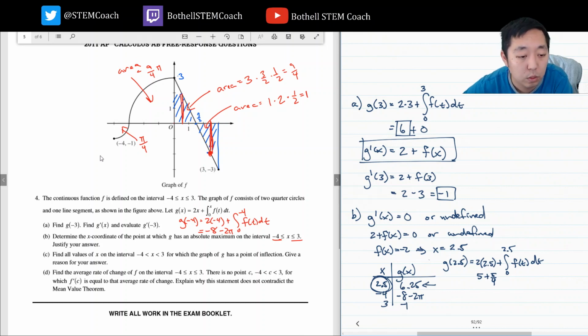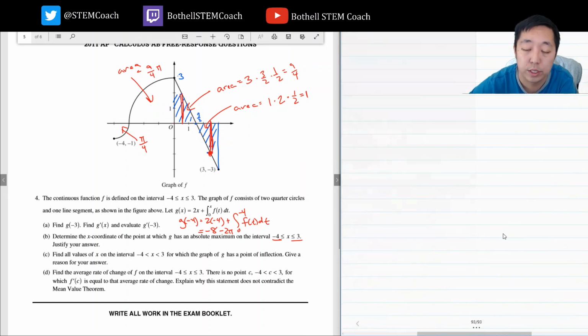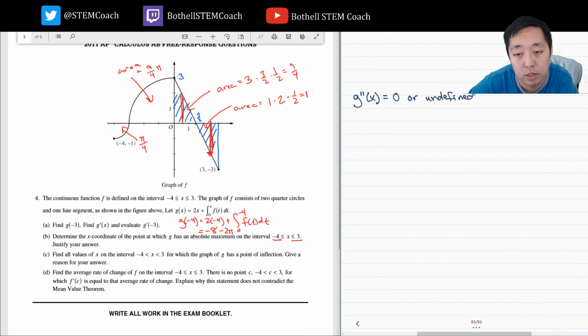Okay? Find all values of x on the interval for which the graph of g has a point of inflection and give a reason for your answer. I've written a lot, so I'm going to go to the next page. A point of inflection is when the second derivative of g of x is 0 or undefined, right? Well, we found g prime of x, and let's double check that was 2 plus f of x. And now g double prime of x is just equal to the derivative of f of x. So I want to know when this is 0 or undefined.